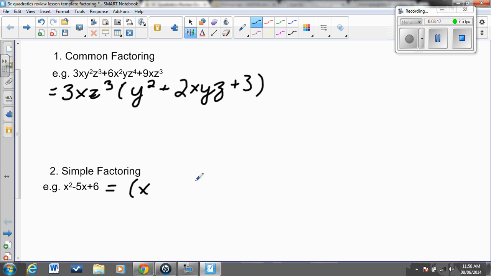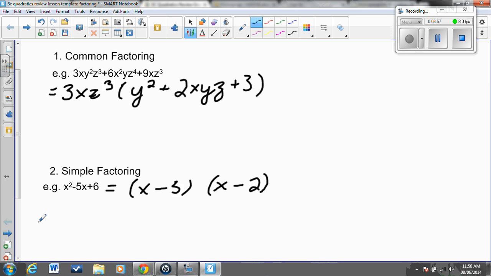So x is going to be the first term in each bracket. I'm going to make both of them negative because a negative times a negative is a positive, and a negative plus a negative is a negative. 2 numbers that multiply to 6. So I could do 6 and 1. Negative 6 plus negative 1 would be negative 7. So that doesn't give us negative 5. The other option would be 3 and 2. Negative 3 plus negative 2 would give us negative 5. So x minus 3 times x minus 2 would give us x squared minus 5x plus 6. So that's now fully factored.